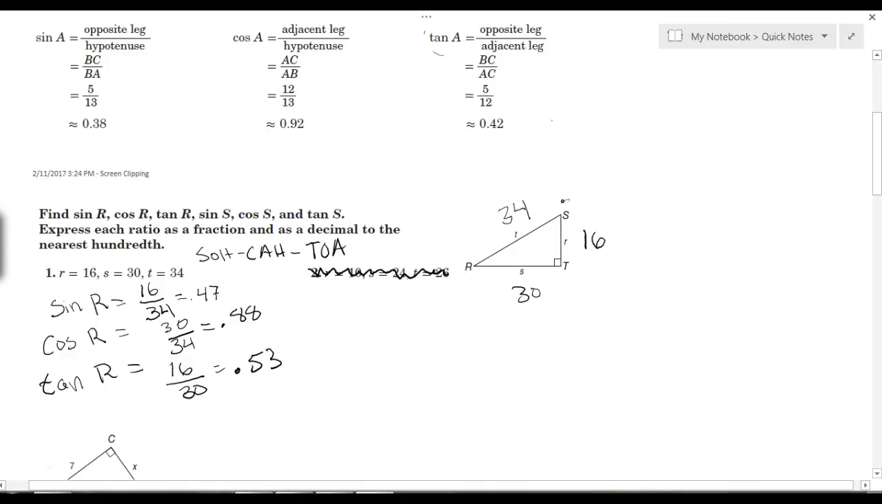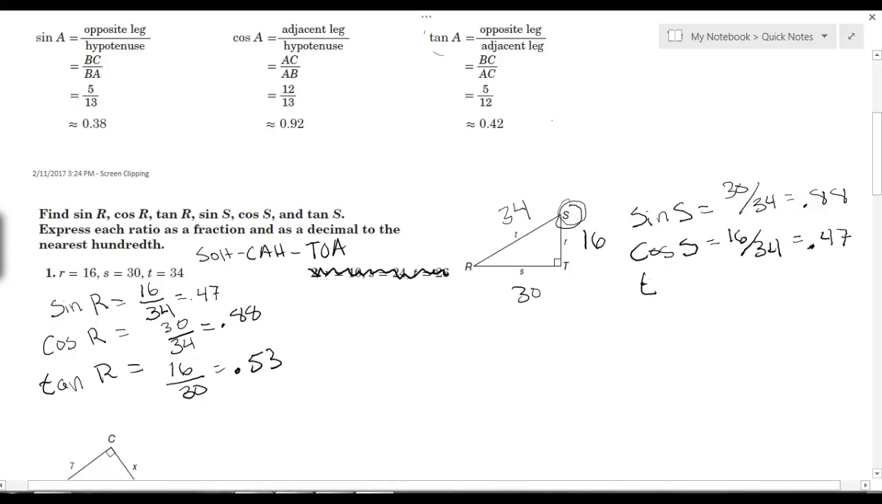So now I'm going to erase that, because now we're looking at angle S. And I'm going to go ahead and write over here, just so I'm not in the mess on the other side of the screen. So sine of angle S equals opposite over hypotenuse. So it's going to equal 30 over 34, which we already know equals 0.88 because we can see it over with cosine. Cosine of S is going to equal my adjacent over my hypotenuse, so that's going to equal 16 over 34. And again, I've already done that math over here when I was looking at sine of R. So that's going to equal 0.47.